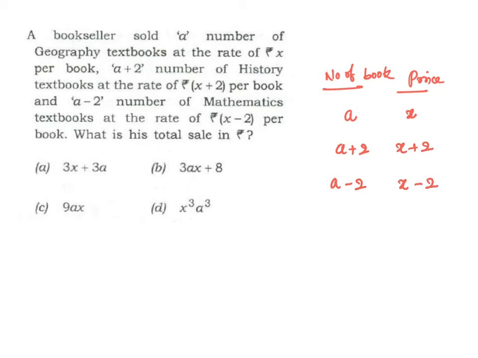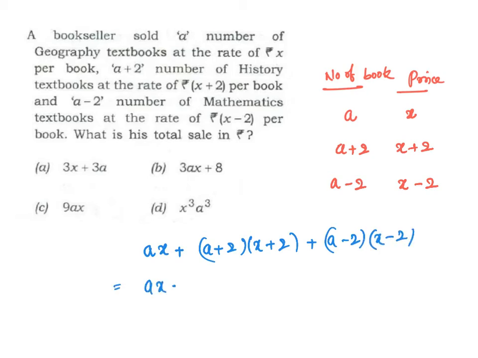You just need to multiply it. So the total sale is AX, A plus 2 into X plus 2, then A minus 2 into X minus 2. Multiply: AX plus 2A plus 2X plus 4, plus AX minus 2A minus 2X plus 4.